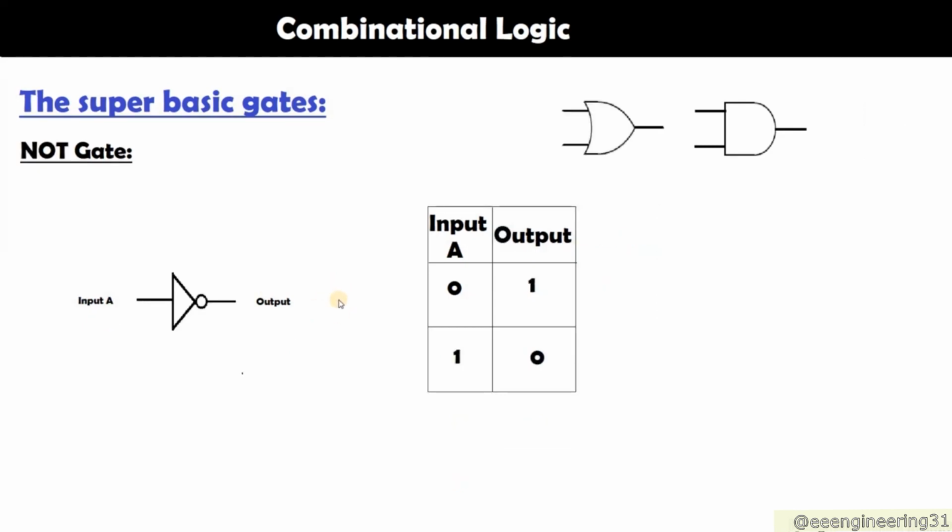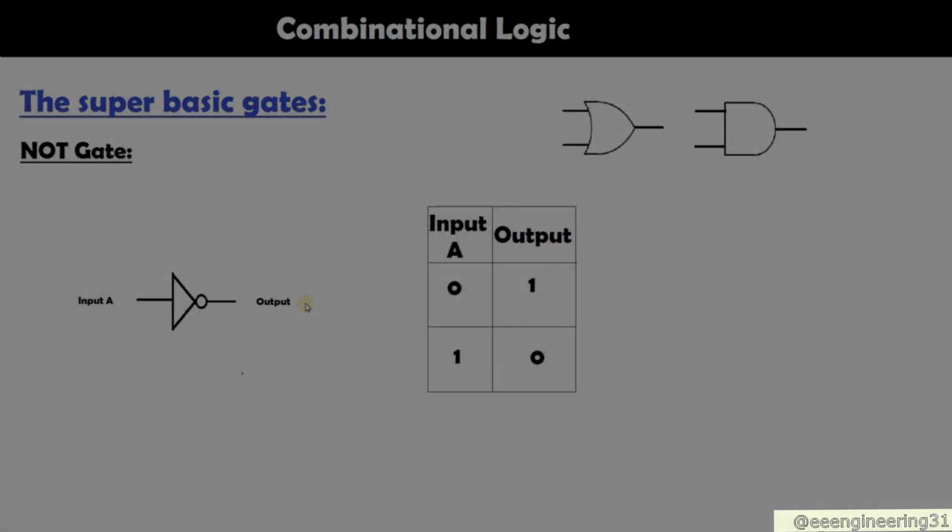Now the last type we're going to talk about here is the NOT gate, and it is actually what the name says, it is a NOT. So if you give it a 0, it will give you a 1. If you give it a 1 at the input, it will give you a 0 at the output, right? So if you give a voltage at the input, you'll get no voltage at the output, and vice versa.